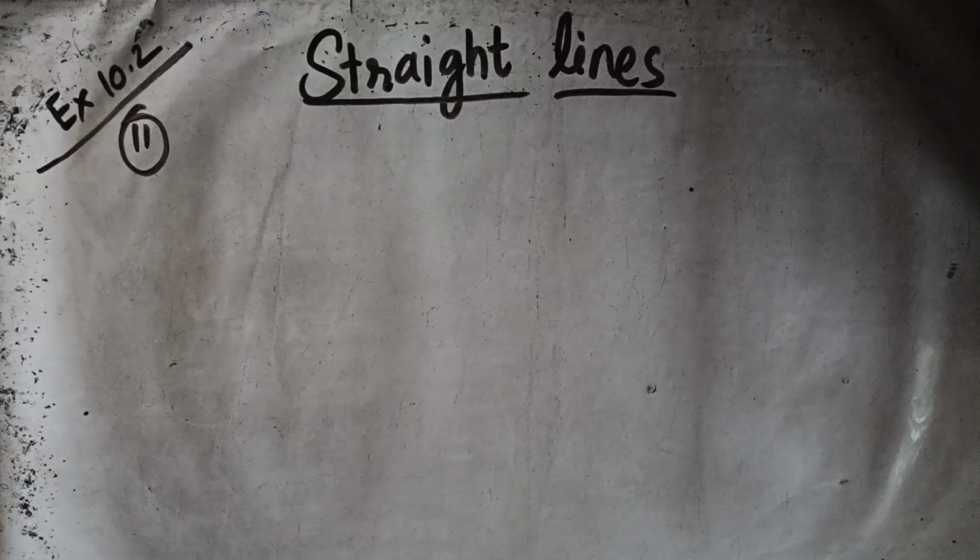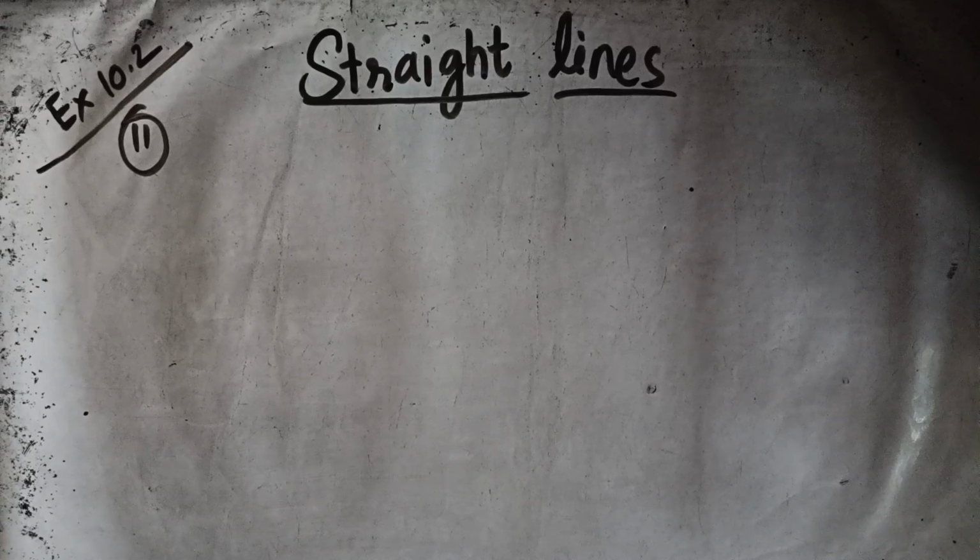Hello students, so we are doing exercise 10.2. Next question is the 11th one. A line perpendicular to the line segment joining the points (1, 0) and (2, 3) divides it in the ratio 1:n. Find the equation of the line.